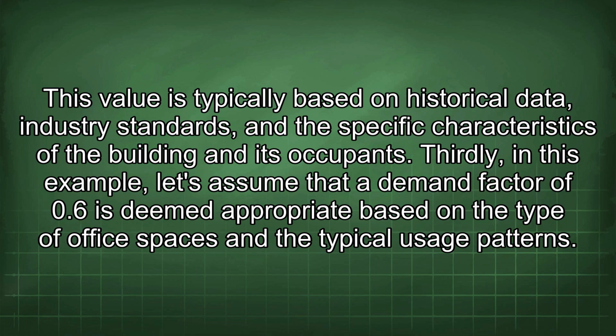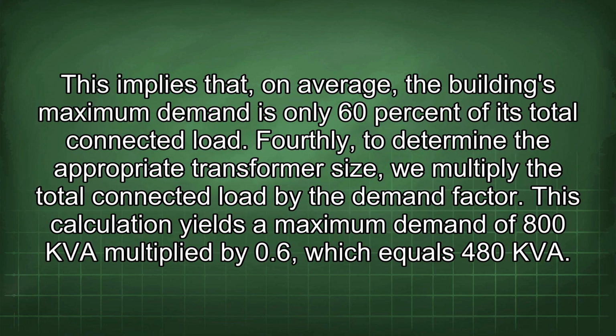Thirdly, in this example, let's assume that a demand factor of 0.6 is deemed appropriate based on the type of office spaces and the typical usage patterns. This implies that, on average, the building's maximum demand is only 60% of its total connected load. Fourthly, to determine the appropriate transformer size, we multiply the total connected load by the demand factor. This calculation yields a maximum demand of 800 kVA multiplied by 0.6, which equals 480 kVA.